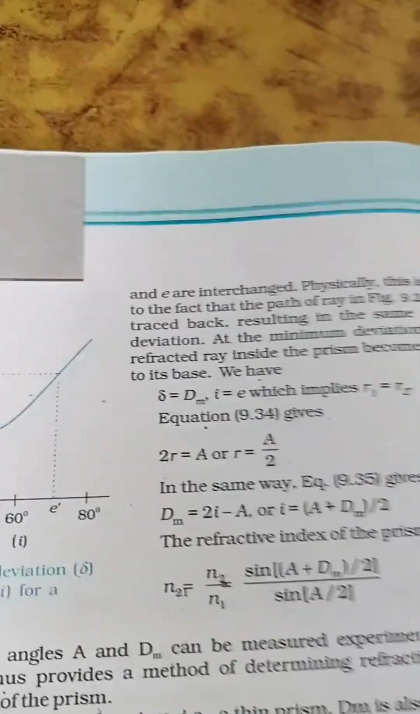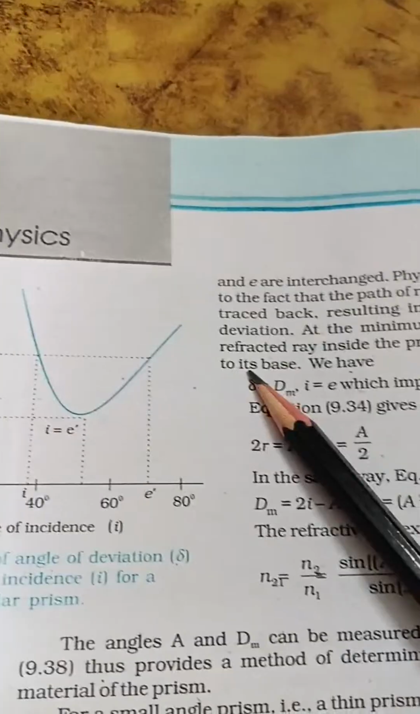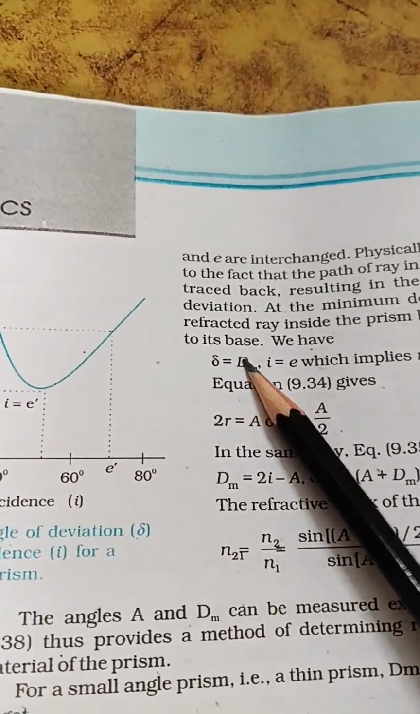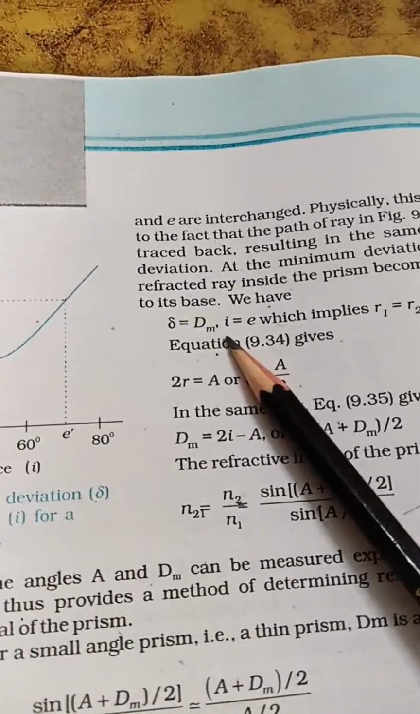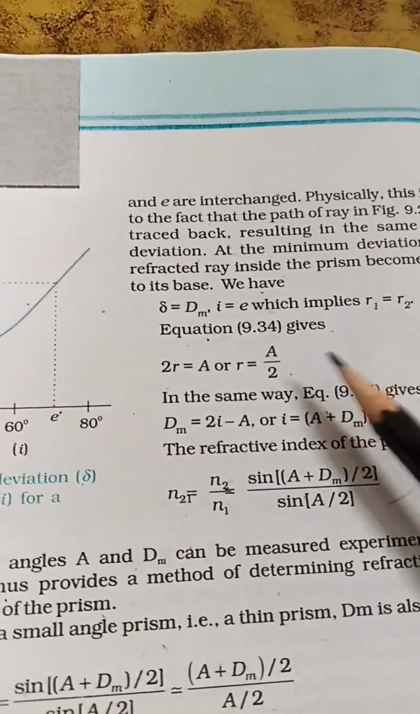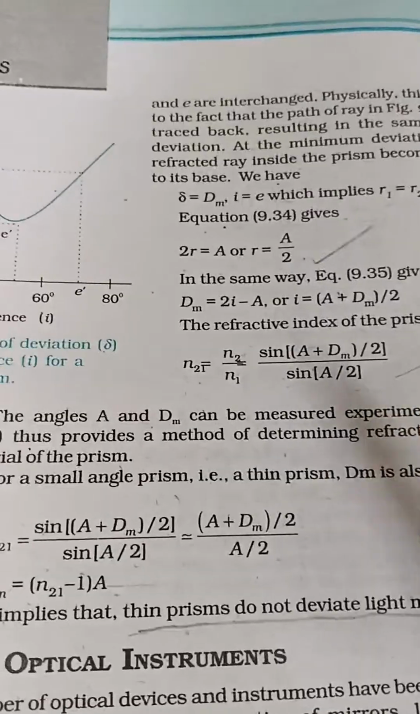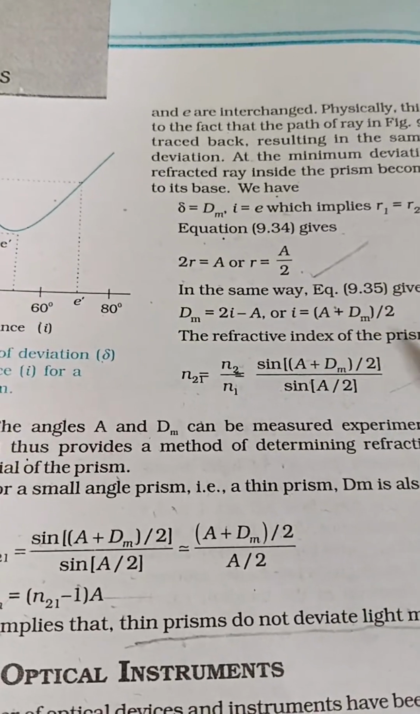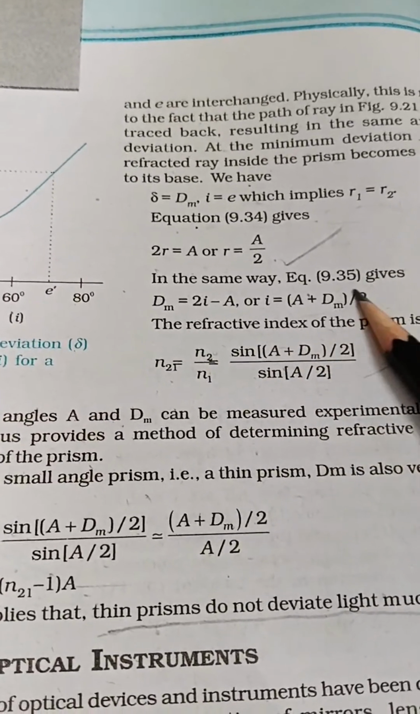So next we will see at the minimum deviation dm, the refracted ray inside the prism becomes parallel to its base. We have delta is equal to dm, I is equal to E, which implies R1 is equal to R2. So 2R is equal to A and R is equal to A upon 2. So we can see in equation 9.35 that dm is equal to 2I minus A, where I is equal to A plus dm upon 2.